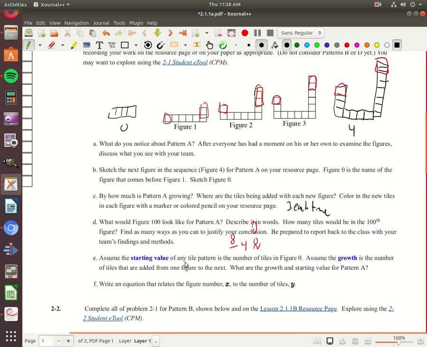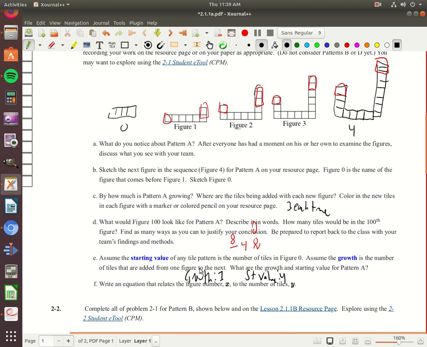Assume that the starting value of any tile pattern is the number of tiles in figure 0. So in this one, it'll be 4. Assume the growth of tiles that are added from one to the next, which will be 3. What are the growth and starting value of pattern A? Well, the growth was 3, and the starting value was 4.